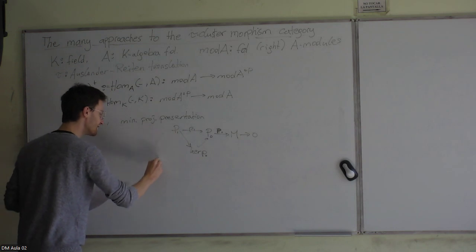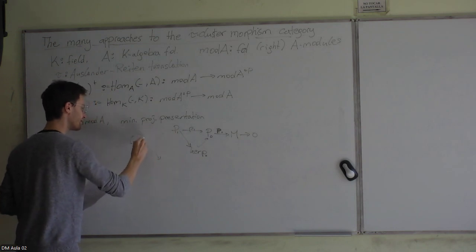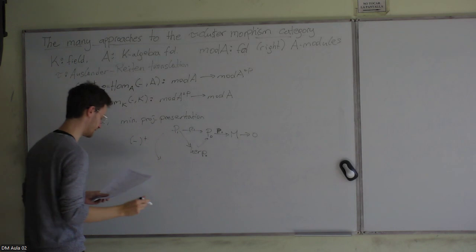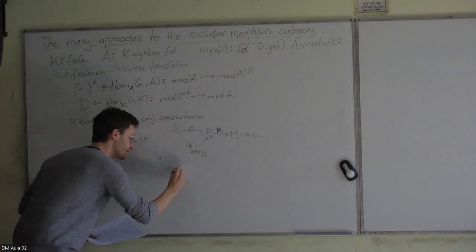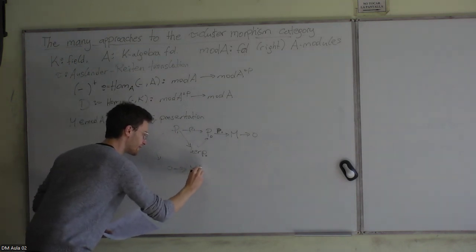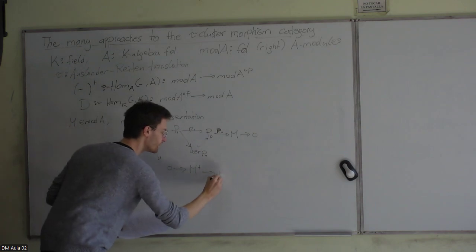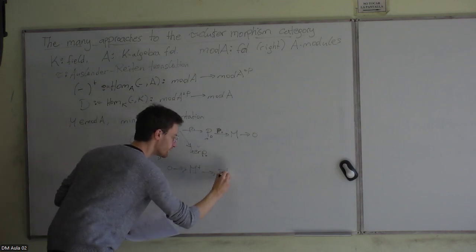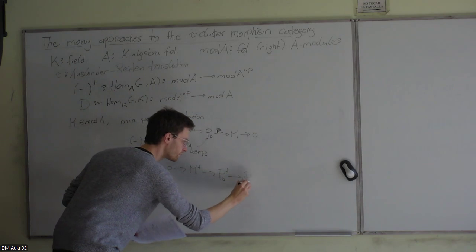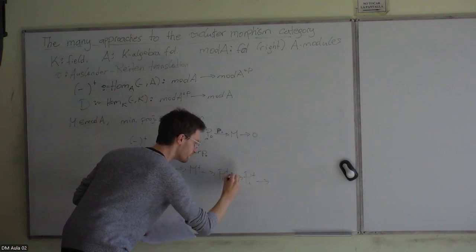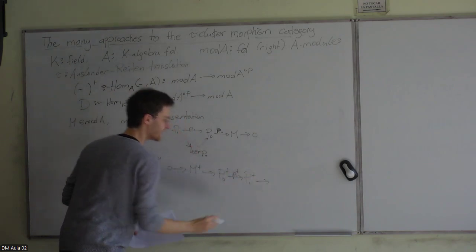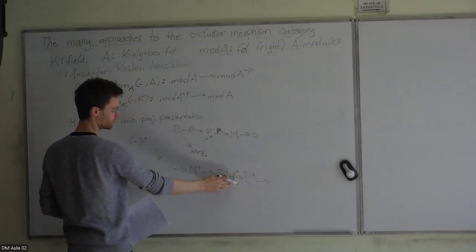And if I now apply this A dual functor, because this contravariant functor switches around the direction of the exact sequence, and here I now take a cokernel of this map.